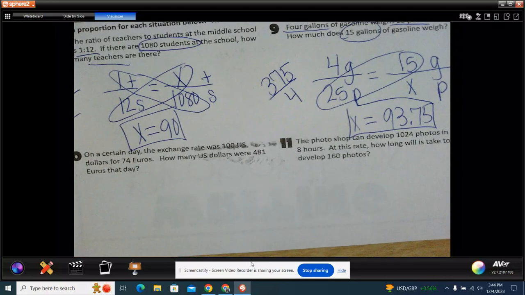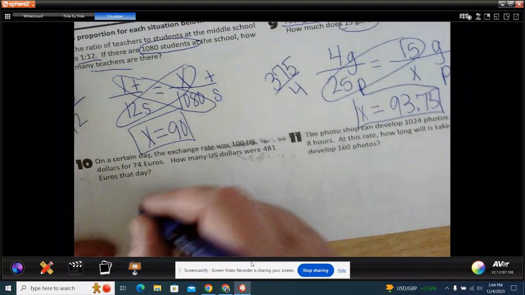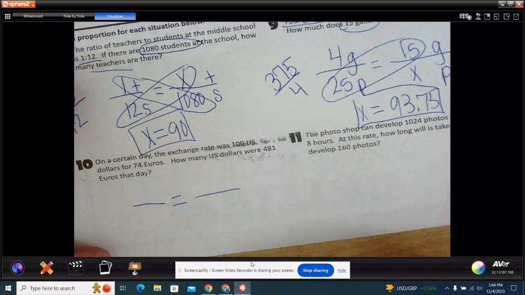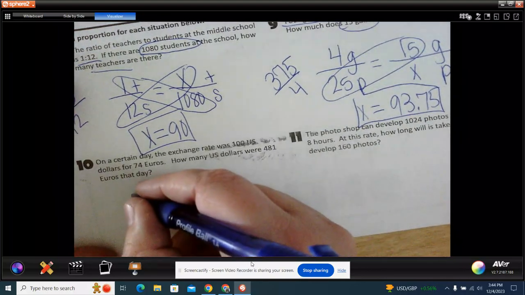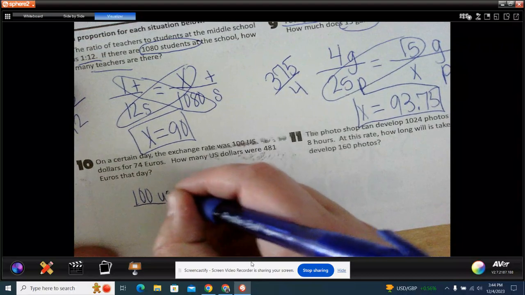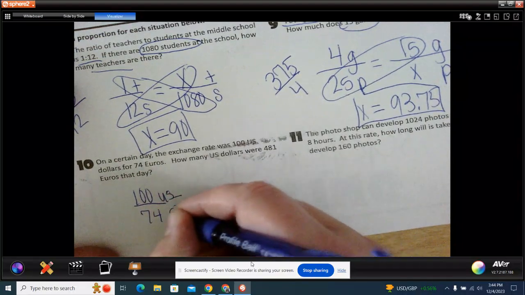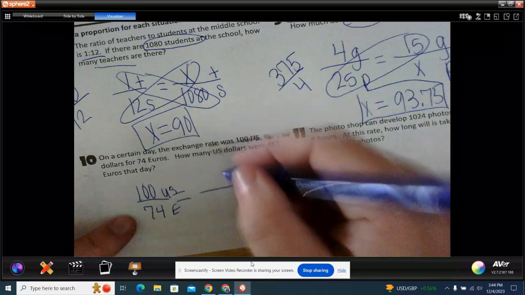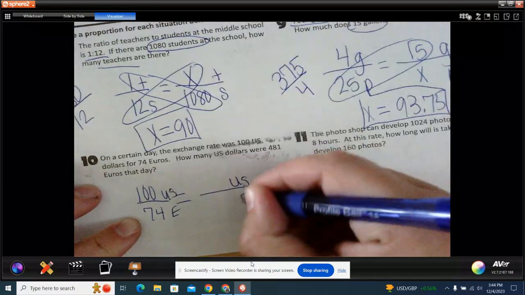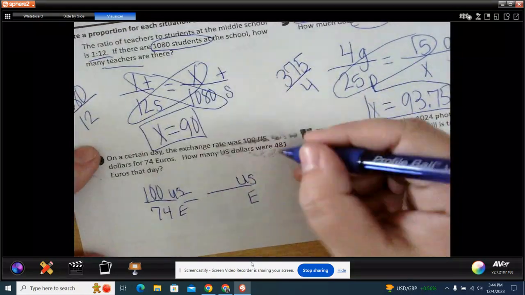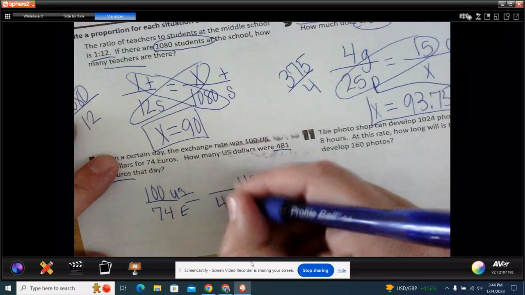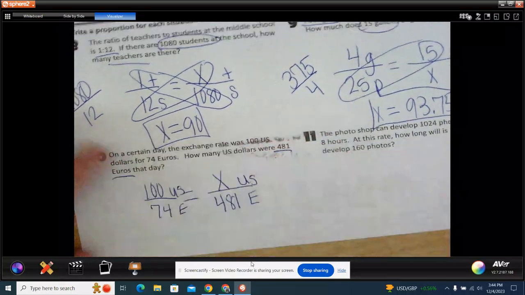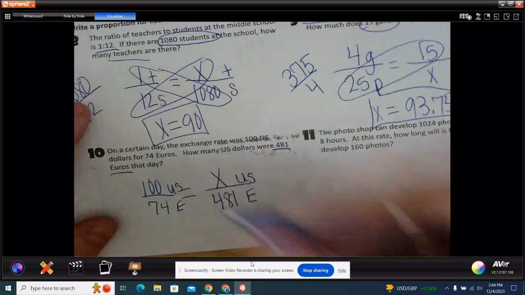Okay, number 10. On a certain day, the exchange rate was 100 US dollars for 74 euros. How many US dollars were 480 euros? So I had 100 US, 74 euros. The 100 comes first, put that on top, and it is paired with 74 euros, so it's on the bottom. We're going to keep the US dollars on top, euros on bottom. There are 480 euros. That is going to go on the bottom. So the top is going to be my x, looking for the US dollars.